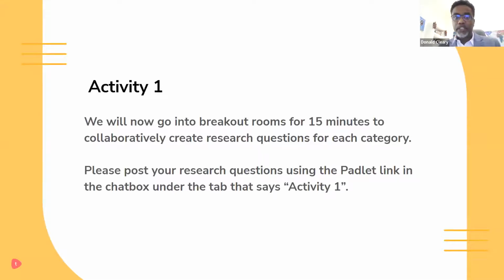So what we're going to do now is go into our breakout rooms, look at the Padlet link and write about the research questions that you would have for your categories. And then we come back and we can discuss those. So what are potential research questions you would have, or maybe your students have, and then we could come back and discuss those.